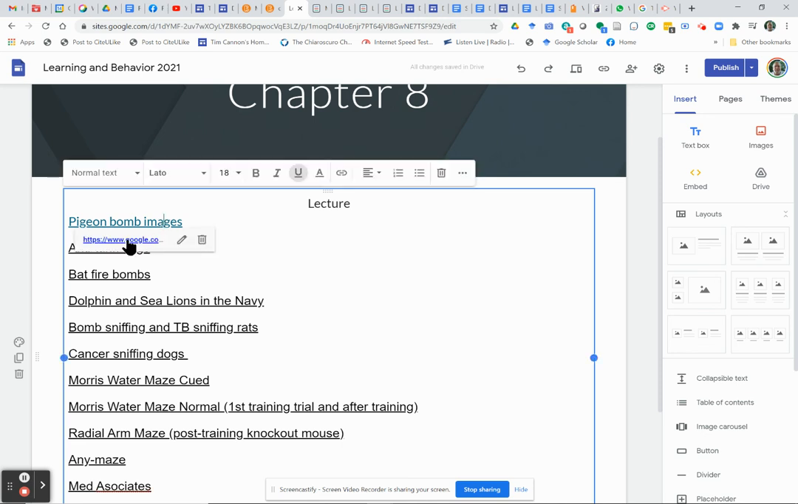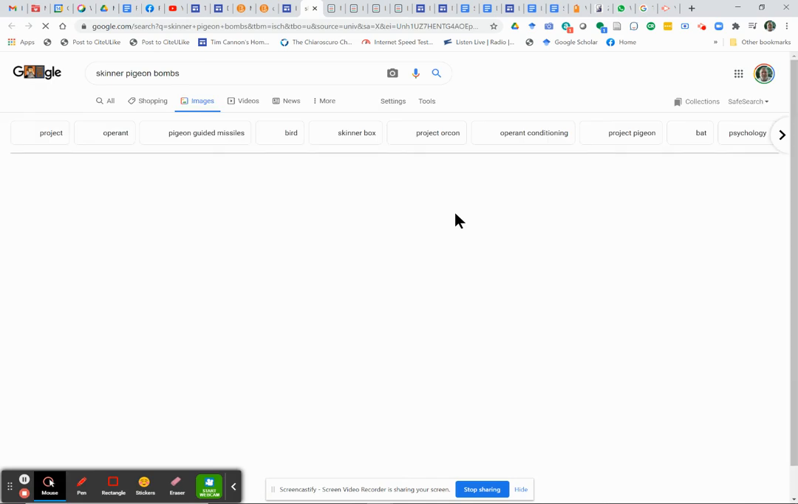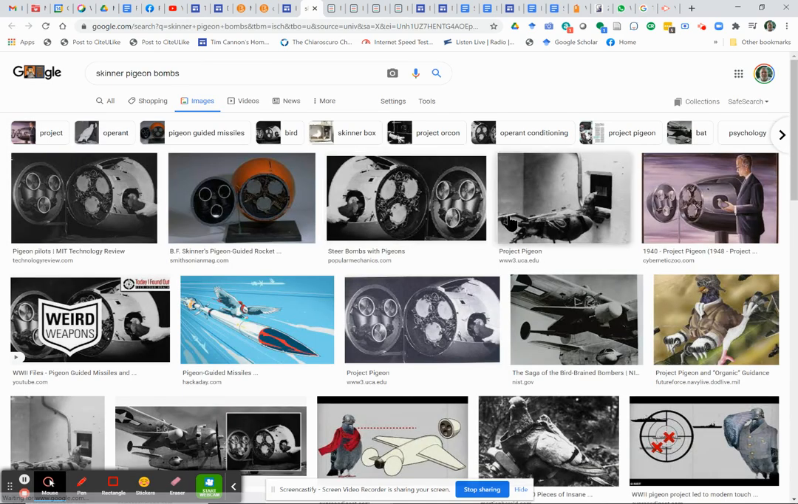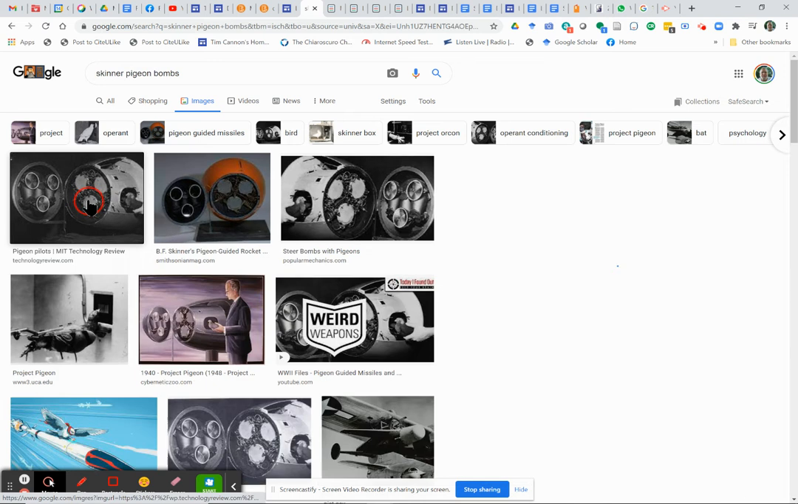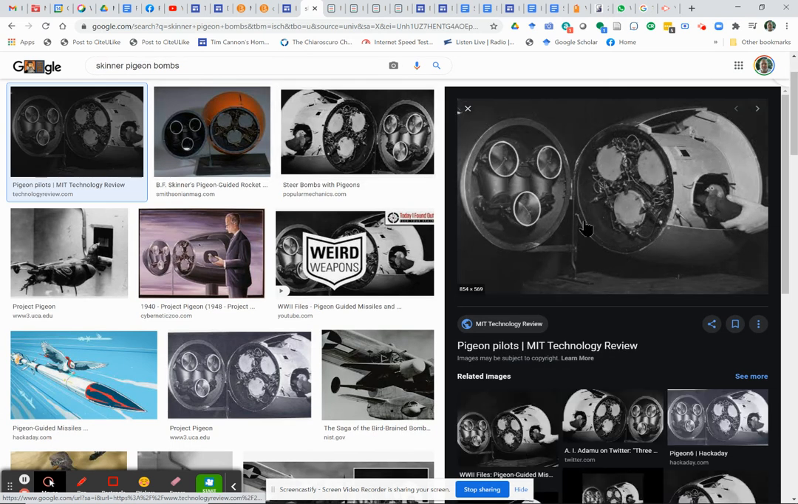World War II, WW2, Skinner was trying to help the military. And this is Skinner pigeon bombs. And just let this wash over you for a bit. Some of these are appropriate, some of them are not. Let's look at this MIT figure here, because MIT, they usually know what they're doing.